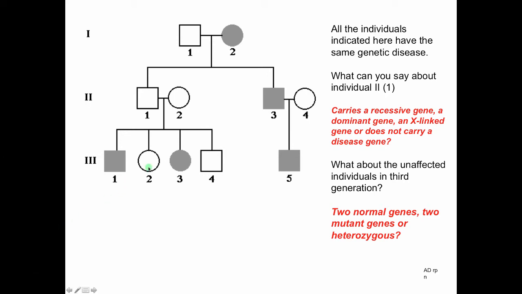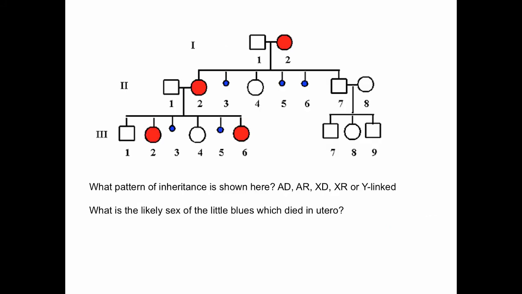What about the two individuals in the third generation that are unaffected? Do they contain normal genes, mutant genes, or are they heterozygous? All you can really say is that these individuals have a normal phenotype. They could indeed have inherited the diseased or mutant gene, and depending on how penetrant it is, one would need to do genetic testing on these individuals to know if they have a likelihood of passing the disease to their offspring. What pattern of inheritance is shown here? An autosomal dominant, an autosomal recessive, an X-linked dominant, an X-linked recessive, or a Y-linked disease. It's interesting, we see only females affected.